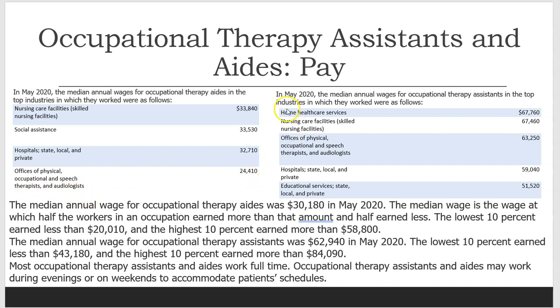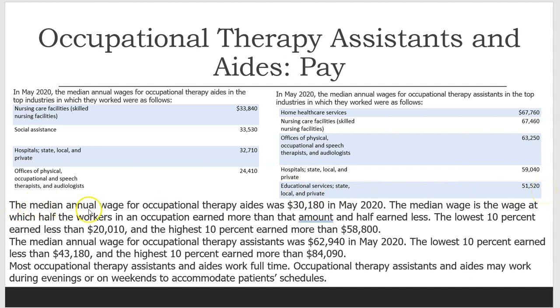In May 2020, the median annual wages for occupational therapy assistants in the top industries in which they worked were as follows. Home health care services, $67,760. Nursing care facilities, skilled nursing facilities, $67,460. Offices of physical, occupational, and speech therapists and audiologists, $63,250. Hospitals, state, local, and private, $59,040. Educational services, state, local, and private, $51,520.